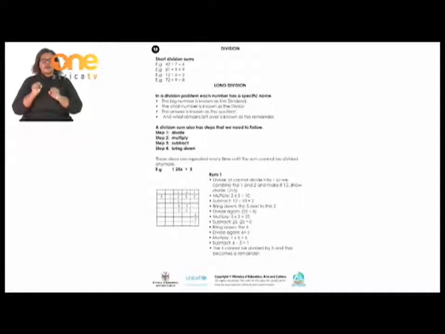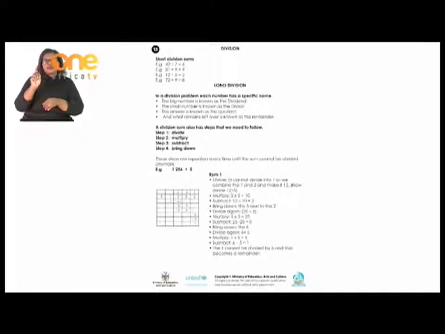Good. Long division. In a long division problem, each number has a specific name. The bigger number is known as the dividend, and the smaller number is known as the divisor. The answer is known as a quotient, and what remains is known as a remainder.